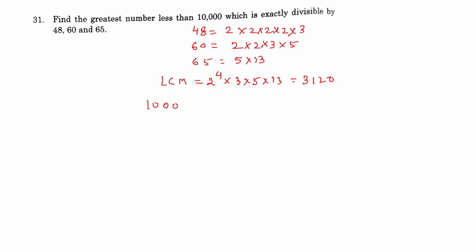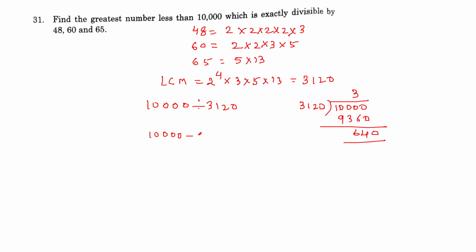Now after that, you have to divide 10,000 by 3120. So if you multiply 3120 by 3, you will get 9,360. And if you subtract, you will get here 640. So the required number will be 10,000 minus 640, which is 9,360. So this will be the answer.